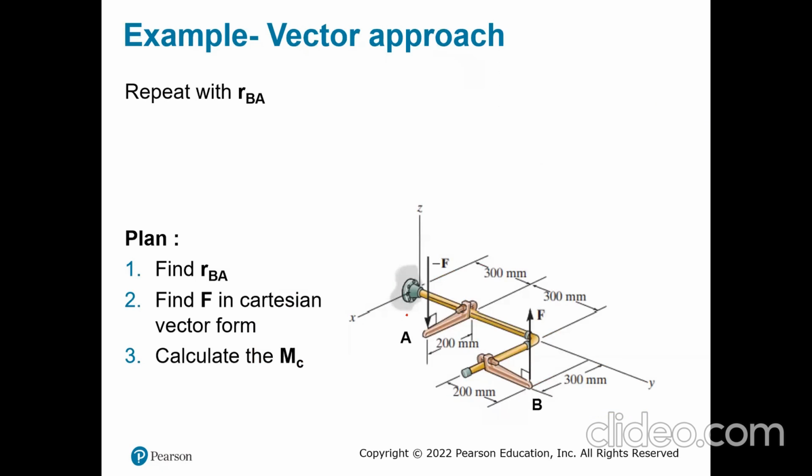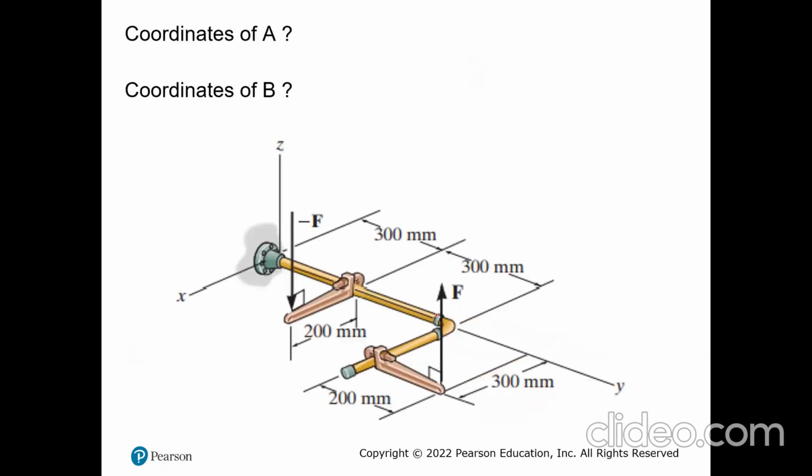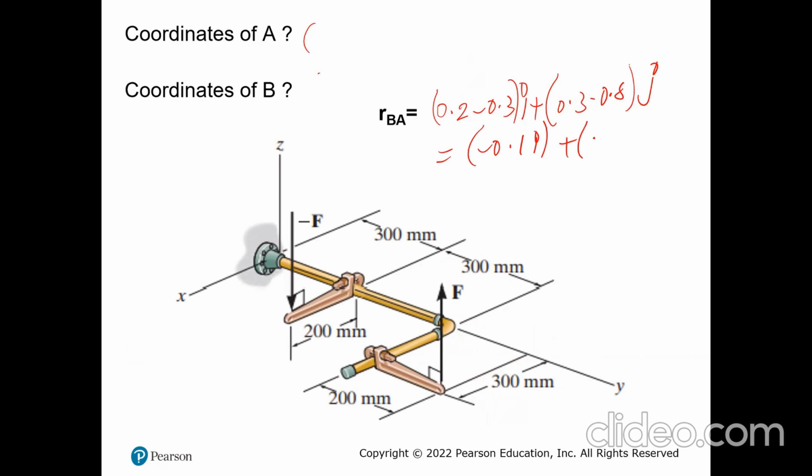Now let's try to go from RBA. Same thing, we are going to get the coordinates of A and B. Previously, we know that the position vector is going to be the coordinate of A minus B, that's 0.3i plus (0.3 minus 0.8) j, which is going to be 0.1i plus negative 0.5j and 0k. And my force is still going to be the same, that's 80k Newton.